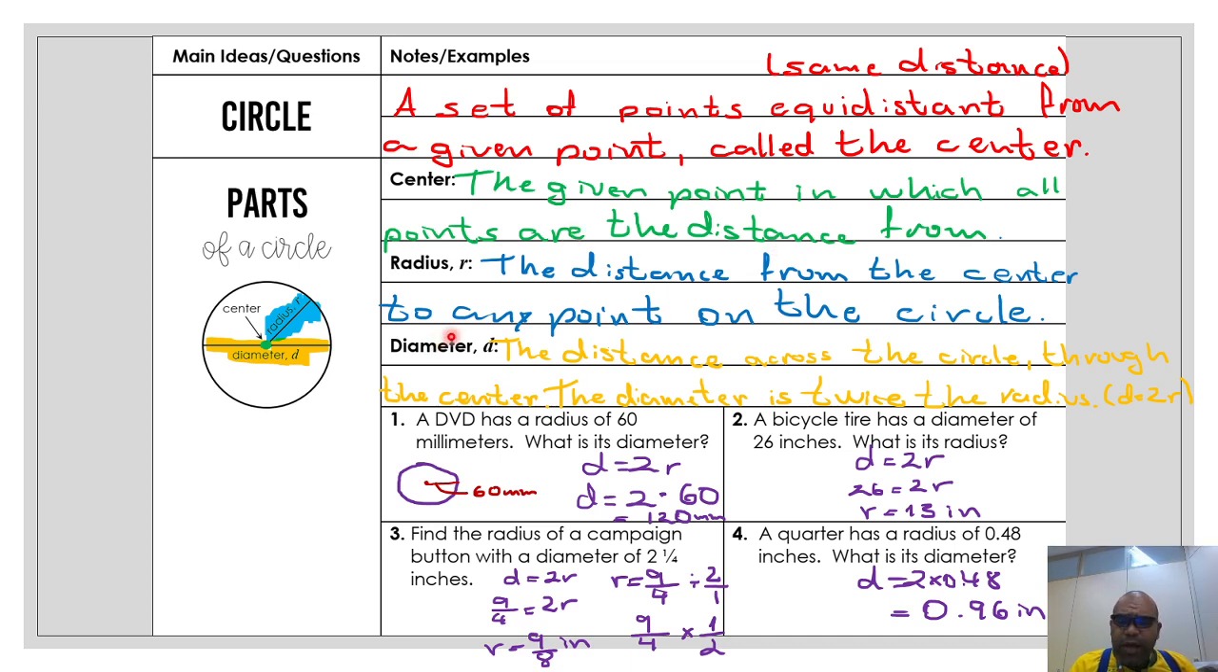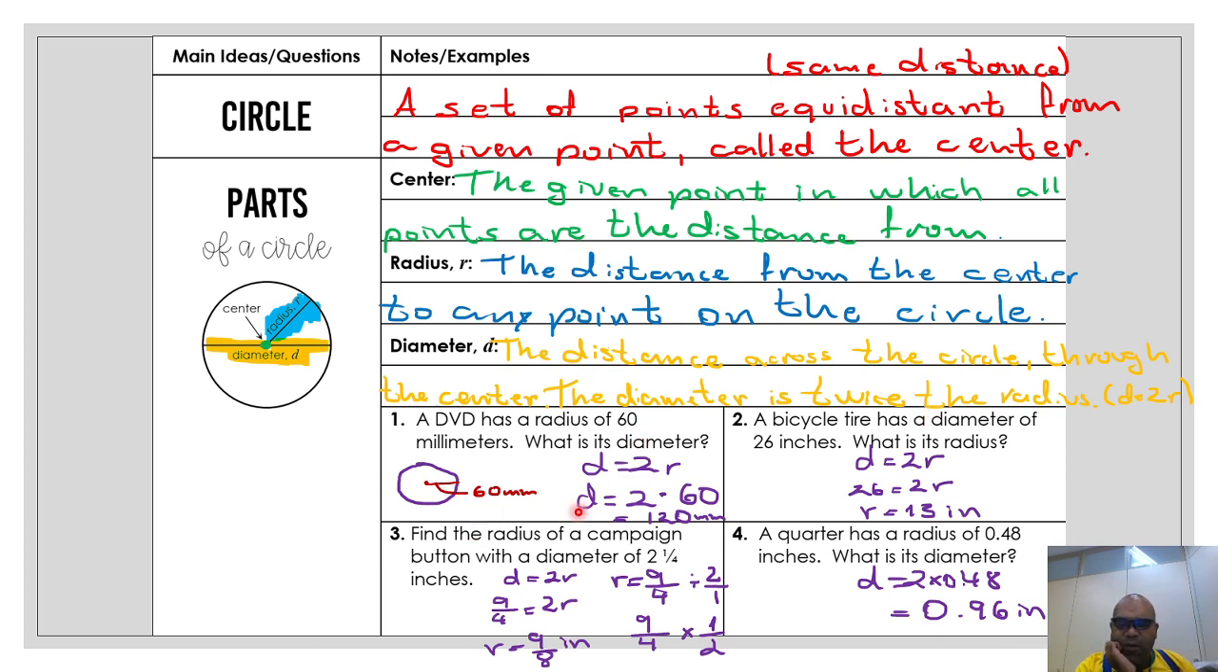Great. Radius in blue: the distance from the center to what? To any point on the circle. Okay, for real, it is the center to the edge. Center to the edge. And diameter, what is diameter? The diameter is the distance across the circle, edge to edge, through the center. The diameter is twice the radius. Remember, guys, radius, center to edge. Diameter, edge to edge, passing through the center. Okay? I think it's easy to understand this thing.